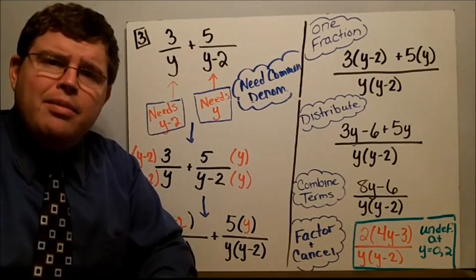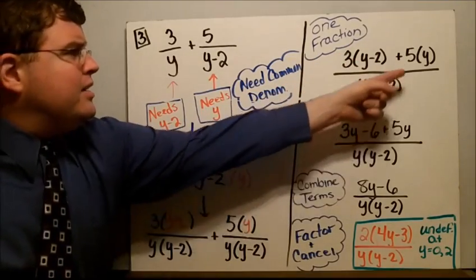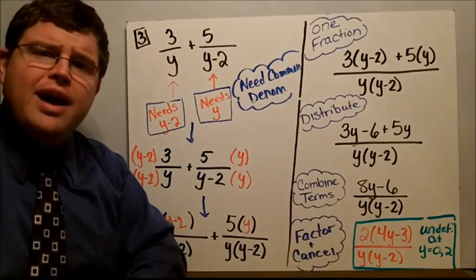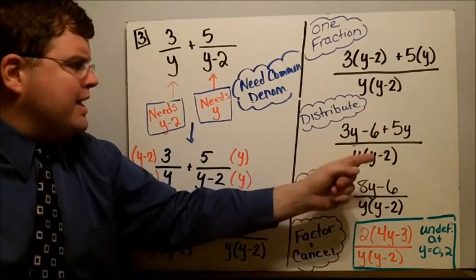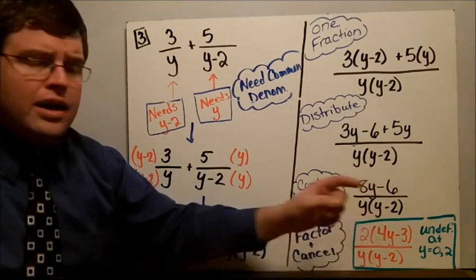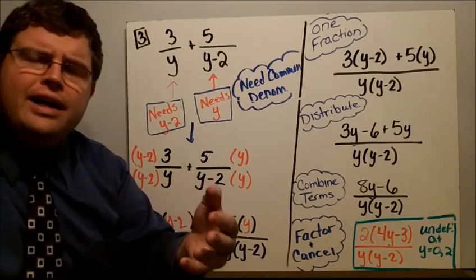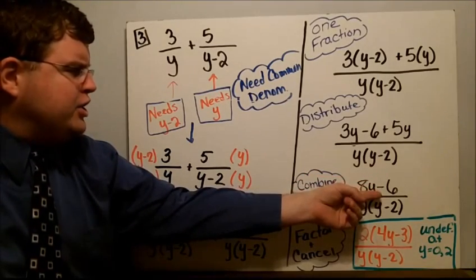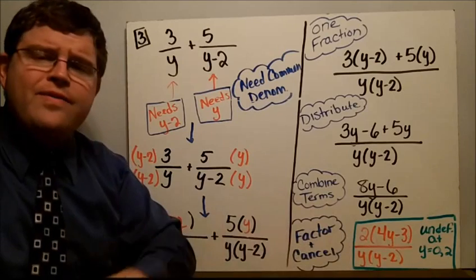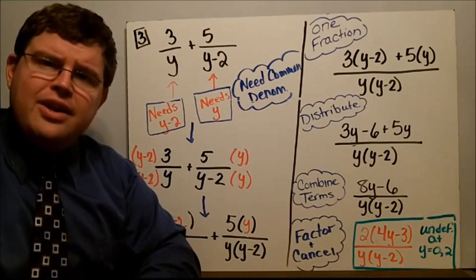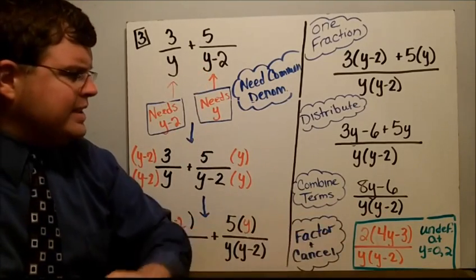Now let's do some cleaning up. We'll use the distributive property. 3y minus 6 plus 5y over the common denominator. And now I can combine like terms. 3y and 5y is 8y minus 6, again over my common denominator. And finally, I can factor and cancel. The numerator factors to 2 times (4y minus 3), and the denominator is already factored for me. There's nothing here that cancels, and so this is the sum of these two fractions written in simplest form.